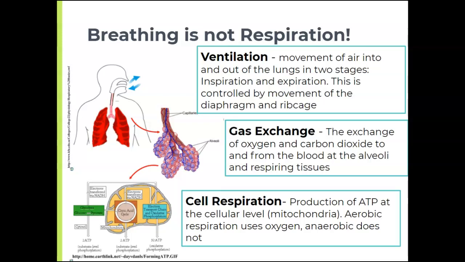Okay, so we talked about cell respiration. Ventilation itself is the movement of air in and out of the lungs, right? Inspiring and expiring, so like breathing in and breathing out. This is controlled by your ribs and your diaphragm, which we will talk more about in a minute. And then the gas exchange itself is the exchange of oxygen and carbon dioxide. This is going into the blood at the alveoli, which look like little sacks of grapes in your lungs.